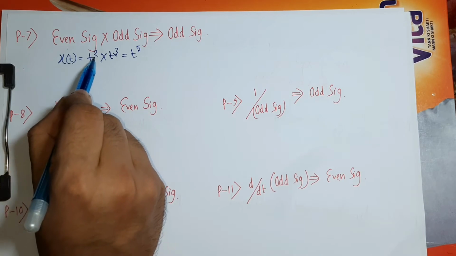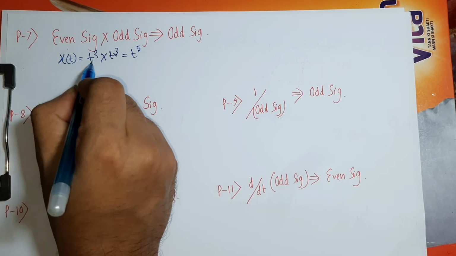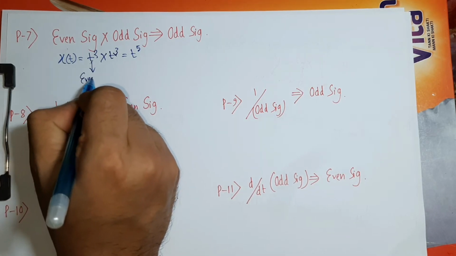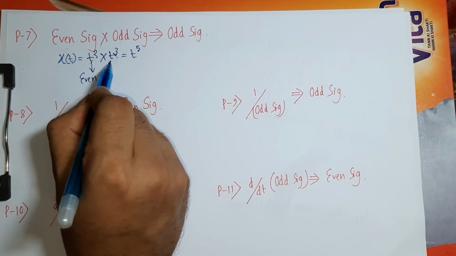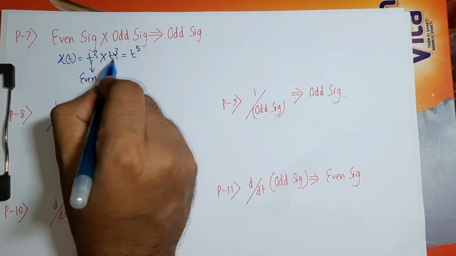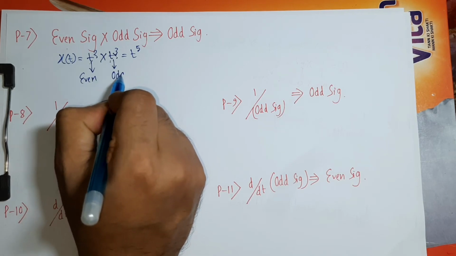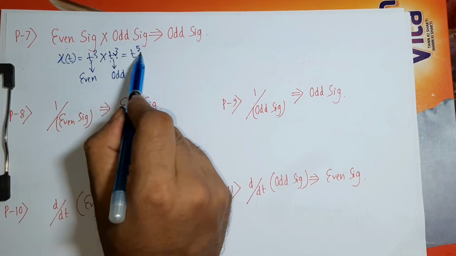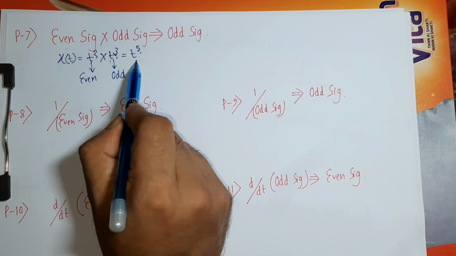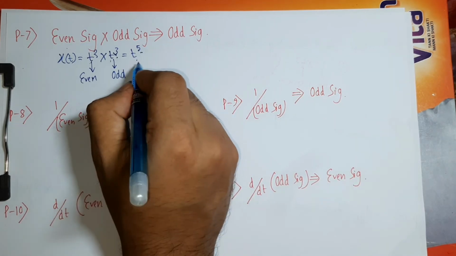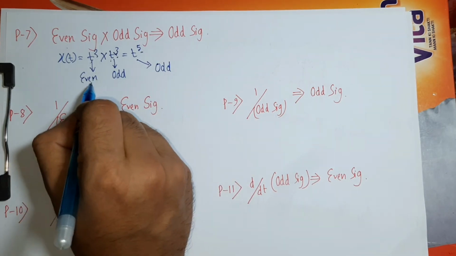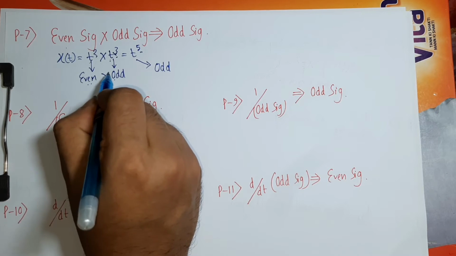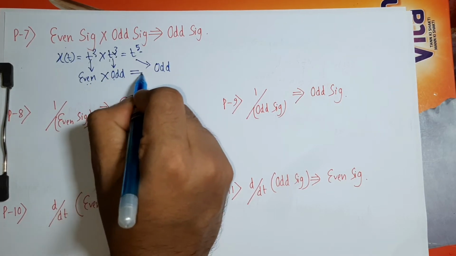We see that t square is an even signal because the power of t is 2, which is an even number. You see that t cube is an odd signal because the power of t is 3, which is an odd number. And t to the power 5 is also an odd signal because the power of t is 5, which is an odd number. So you see that if you multiply an even signal with an odd signal, the resultant signal is itself an odd signal.